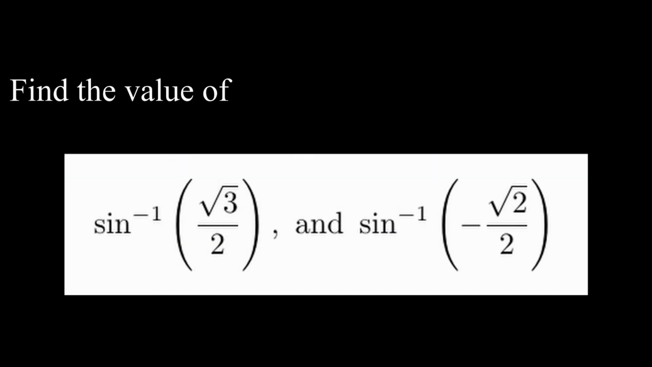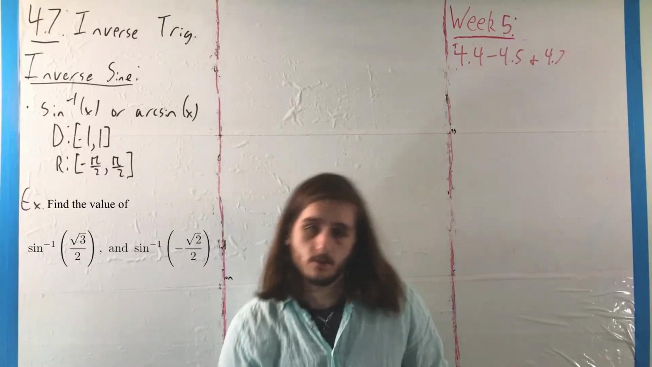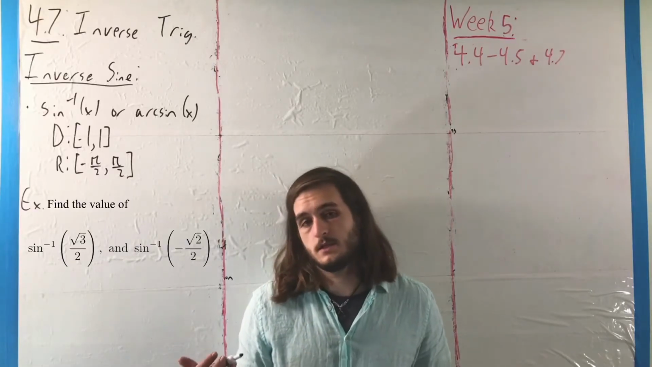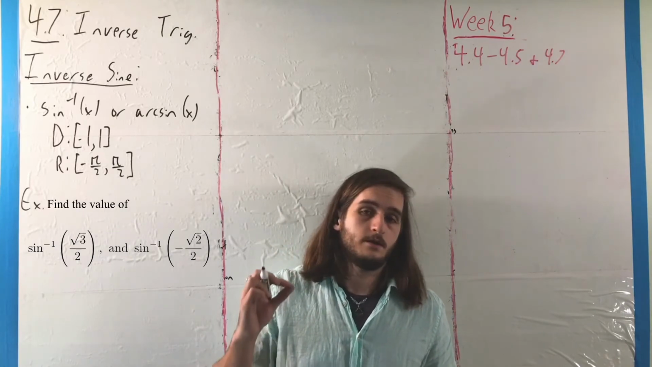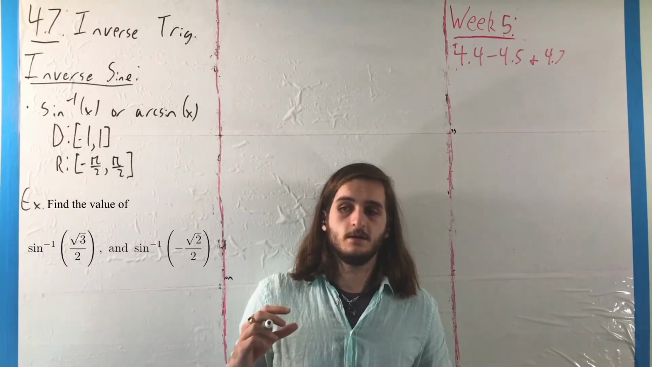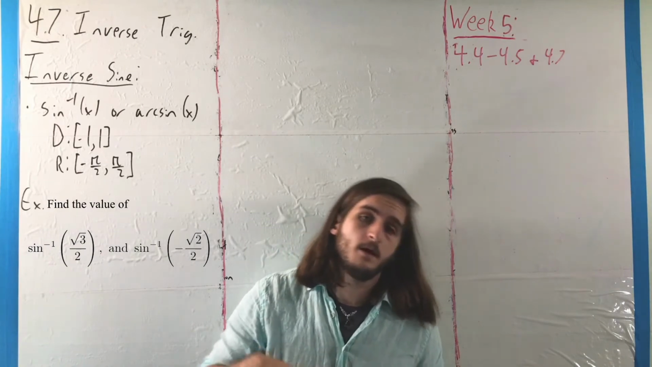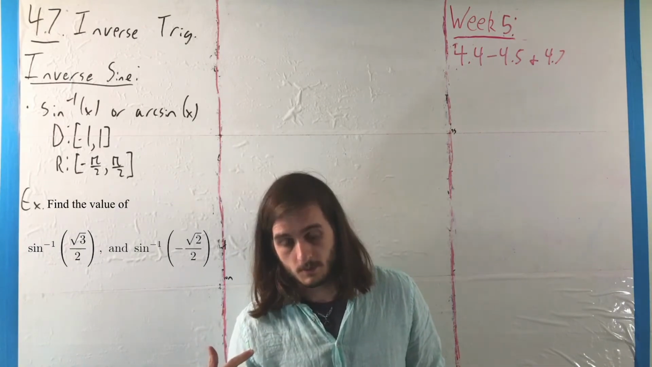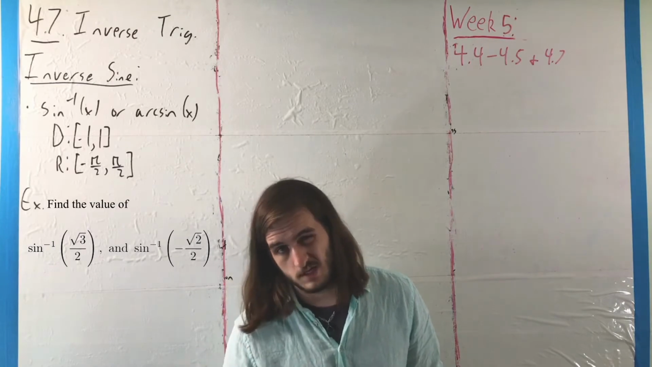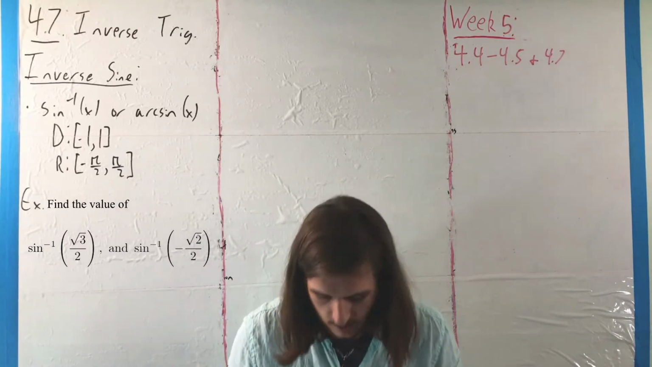So for this example, we want to find the exact value of sine inverse of root 3 over 2 and sine inverse of negative root 2 over 2. Now I'll say that with practice, you should be able to look at these and recognize that those are special and not rare values for the sine function, and be able to get where we're supposed to go pretty quickly. But we're going to take this step by step now because we're still learning.